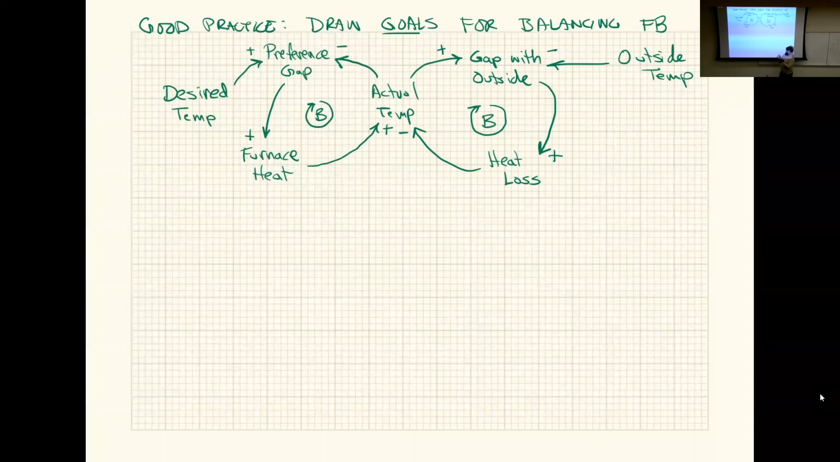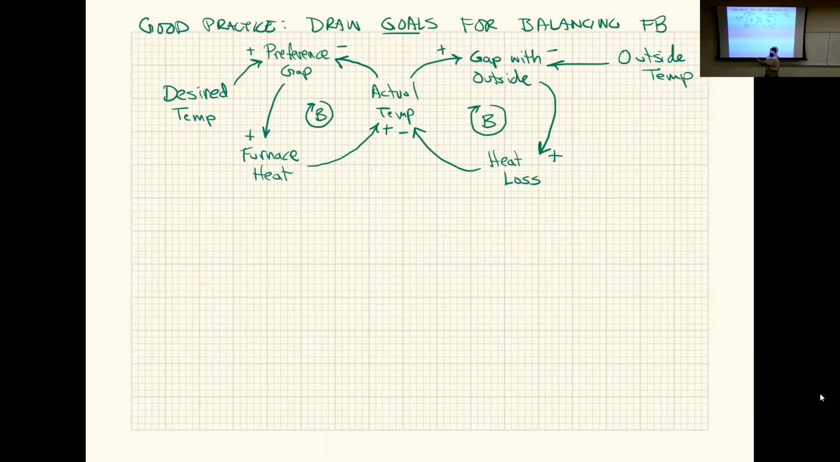Now, I could have just gotten rid of this outside here, and instead just connected actual temp directly to heat loss. And I could have said, like, if the actual temperature in my house goes up, the heat loss is going to go up. And so I could have just taken that shortcut. But explicitly drawing this outside temperature in helps remind me as a systems thinker that there are two goals here effectively. There's my goal, desired temperature, and there's nature's goal, which is outside temperature. And these two goals disagree with each other.